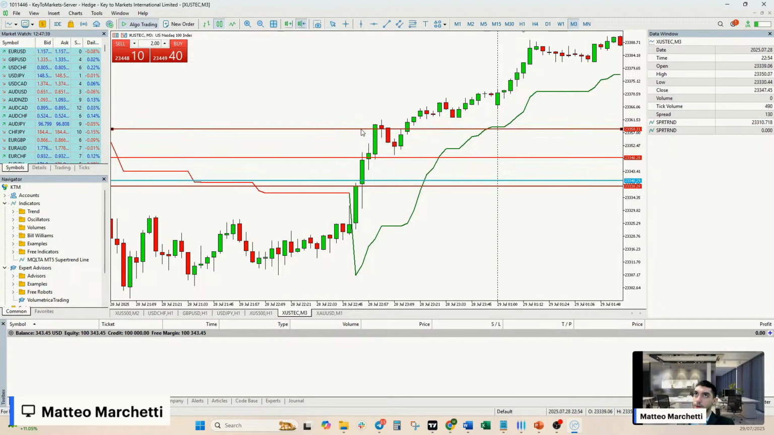So it's another 10 points. Now I'm in with only one contract, right? When the price moves another 10 points, I do not close any trade, of course, because I have only one left. But what I can do is move my stop loss to break even at the next level.